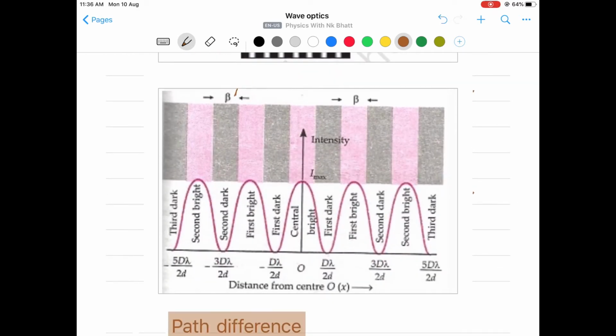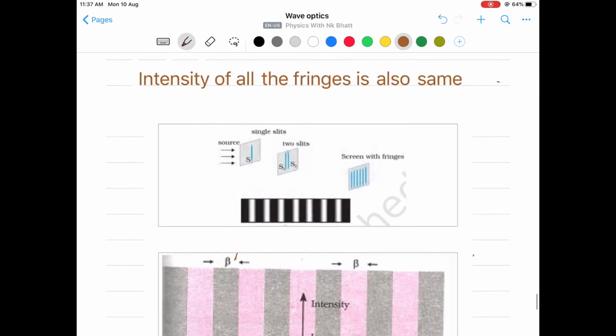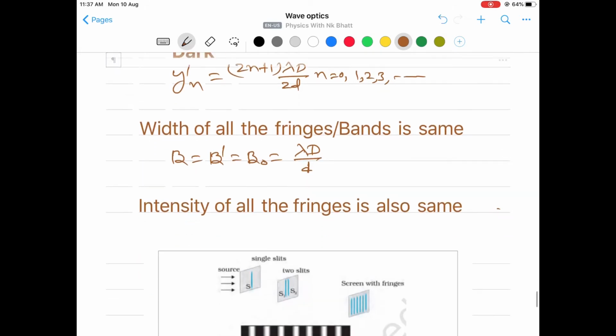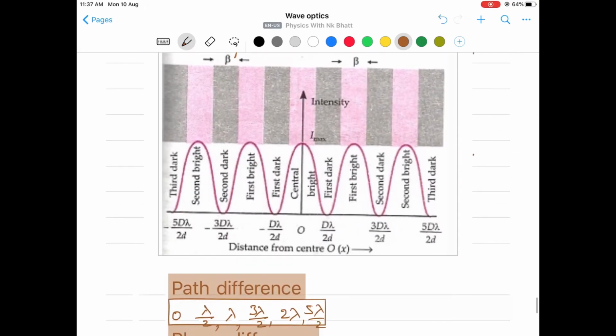In the same way, we can get the third dark also. If we put n is equal to 2, you will get 2 into 2 is 4, 4 plus 1 is 5, 5 lambda D upon 2d. So this position is the third dark position. In the same sequence, we can go for more number of bands or fringes away from the center of the screen in the successive numbers. The same pattern is obtained on the other side also, and that is denoted by negative positions.